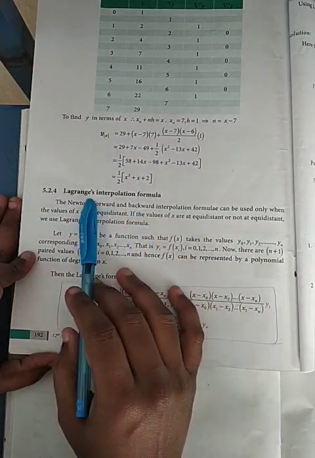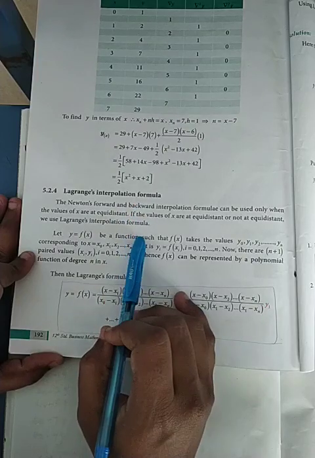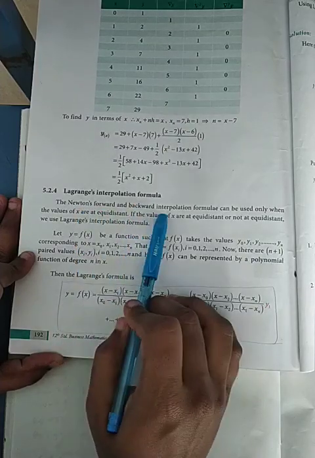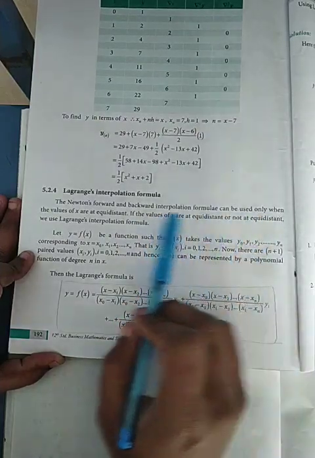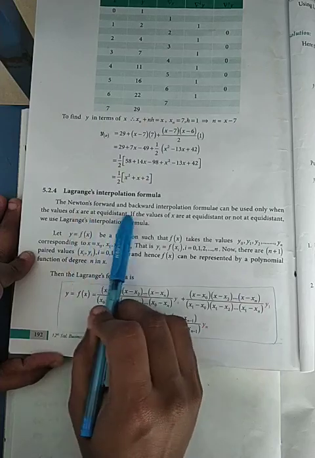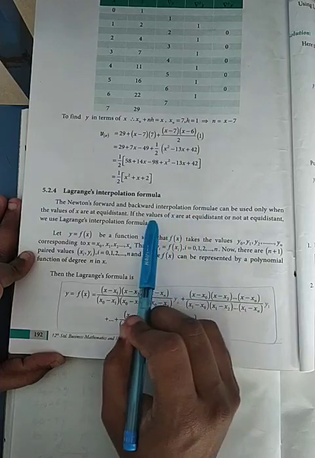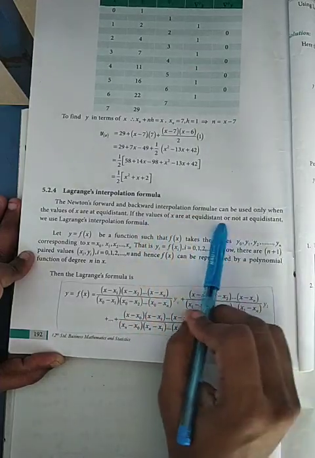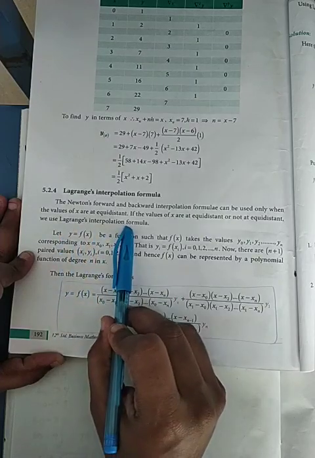Today we are going to see about the Lagrange's interpolation formula. Till now we have seen about Newton's forward and backward interpolation formula. But we can use only that when the values of x are at equidistance. That is, the difference between the two x values should be the same throughout the table. But if they are not equidistant, then we go for the Lagrange's interpolation formula.